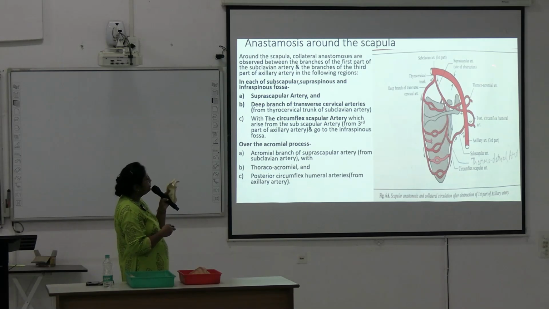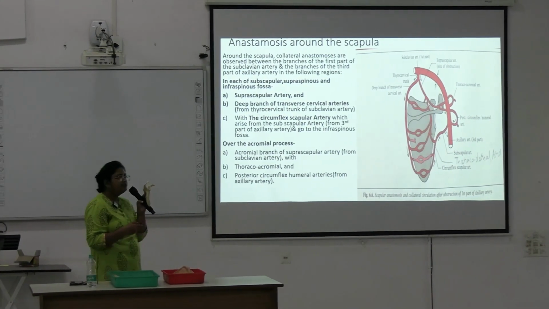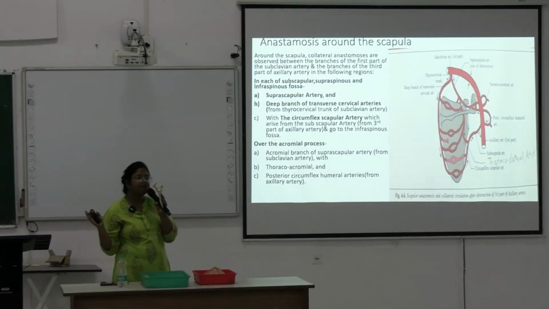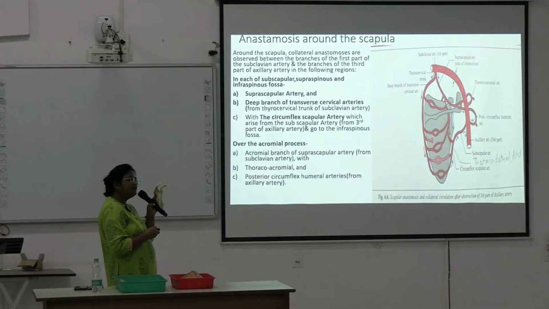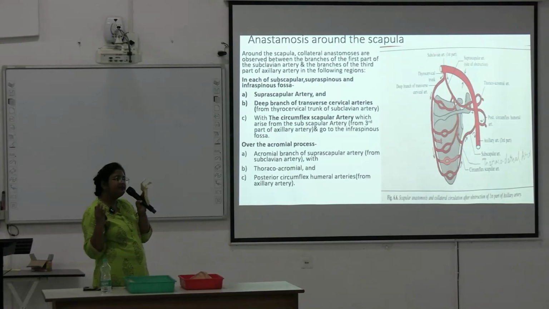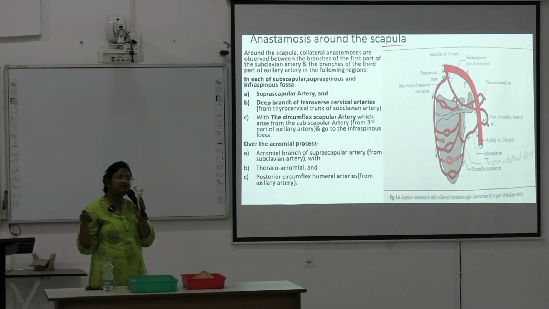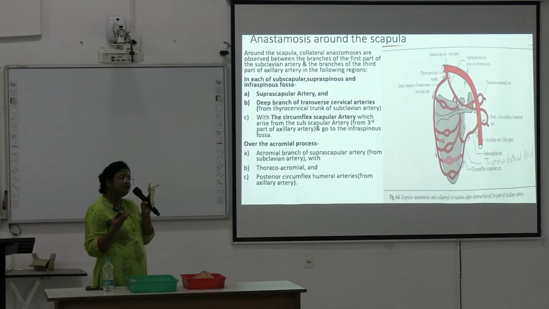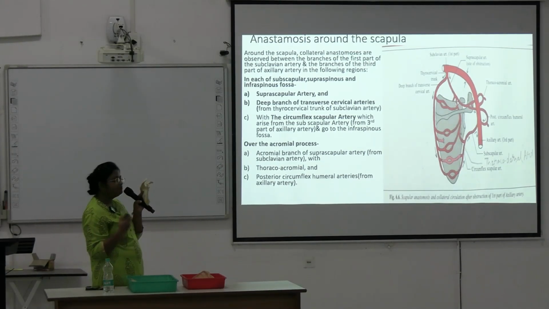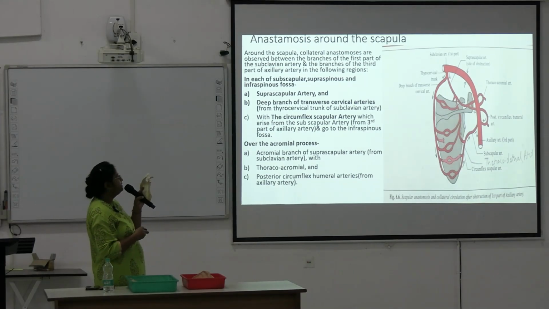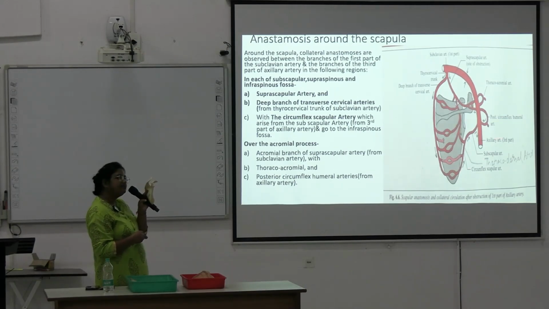From where is it continuing as the axillary artery? From the lateral margin of the first rib. It continues downward as the axillary artery. Both arteries are divided into 3 parts: first, second, third part of the subclavian artery, and also first, second, third part of the axillary artery. So here the anastomosis occurs between branches from the first part of the subclavian artery and branches from the third part of the axillary artery.